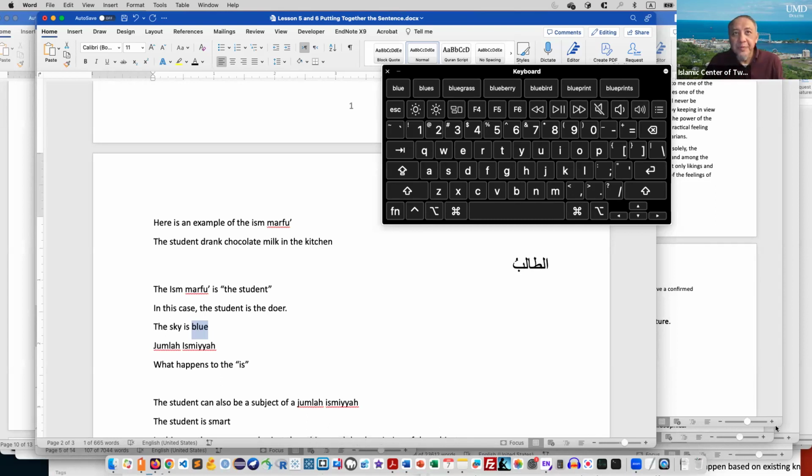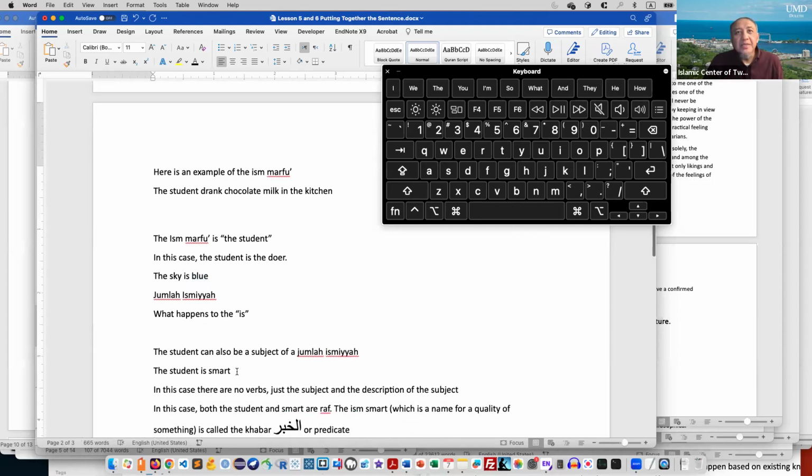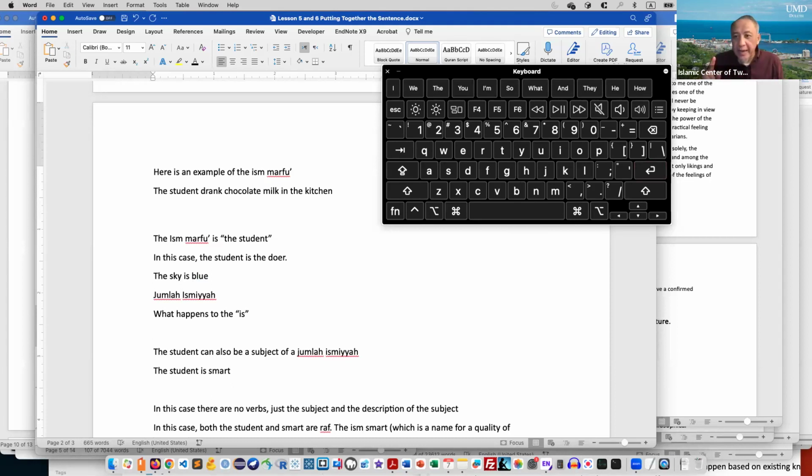So the sky is blue is an example of jumla ismiya. Same like here, the student is smart. So here's what we're going to add to what we learned so far. Remember, the sky is blue. There is no doer, is there? Because there's no action. Same here, there is no doer either, because the student is smart. It's not like the student is smarting. No, we're not doing that. So there's no doer.